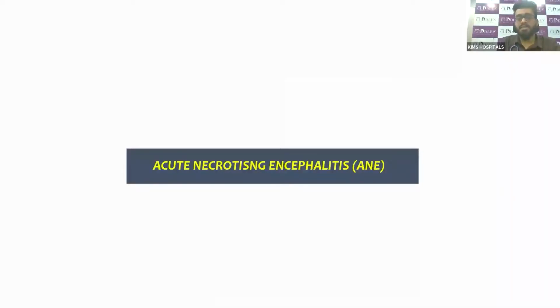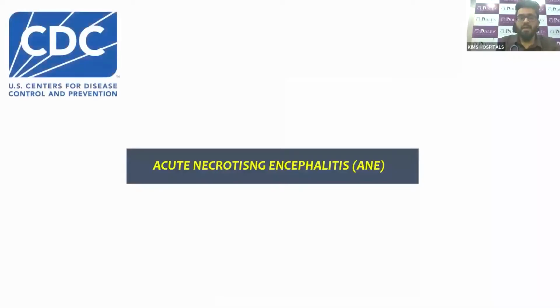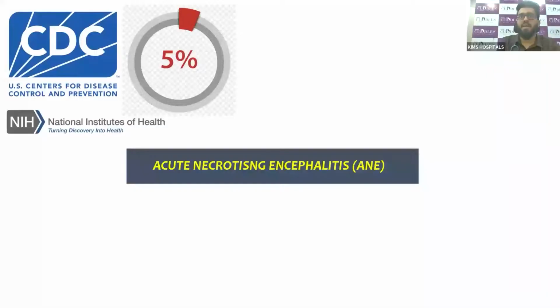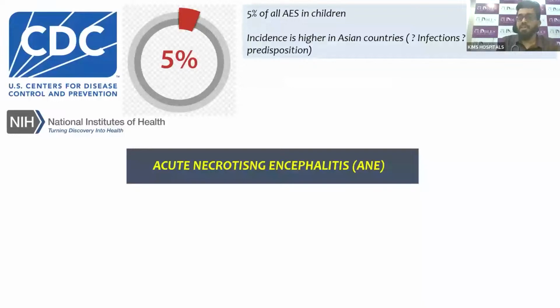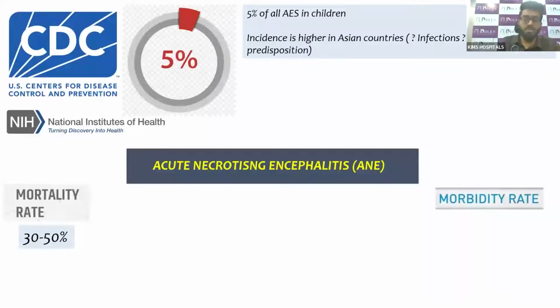Coming to acute necrotizing encephalitis or encephalopathy, that is ANE, quick statistics: CDC and NIH data say that 5% of all acute encephalopathy patients eventually have a diagnosis of ANE globally. But the incidence is quite high in Asian countries, maybe because of the spectrum of infections. Also, they have some genetic predisposition for ANE. You all know that ANE is a bad entity because the mortality rate is almost 30 to 50% despite the right management. And the morbidity is, sadly, almost 80 to 90%. Only 10 to 20% of patients with ANE walk out of the ICU with no neurological sequelae.